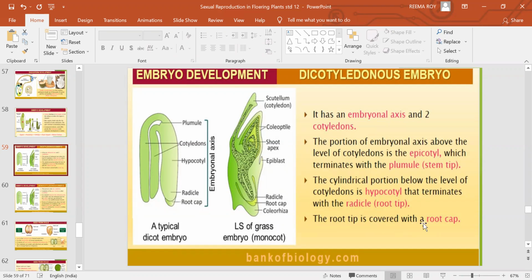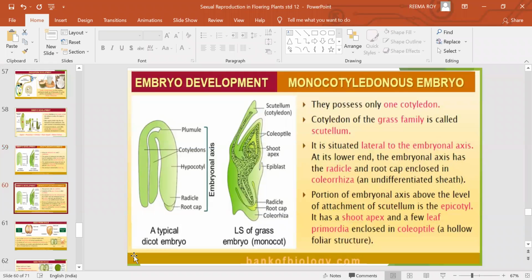The root tip is covered with a root cap. Radicle को root tip भी बोलते हैं और radicle और root tip is covered with a root cap. एक capping दिया गया है. In the next slide, we are talking about monocotyledons. So what is the different thing from dicot? Monocot में क्या different है?